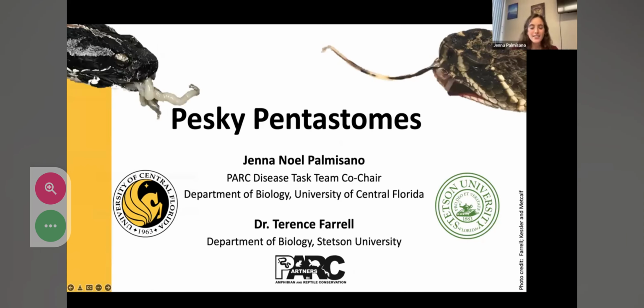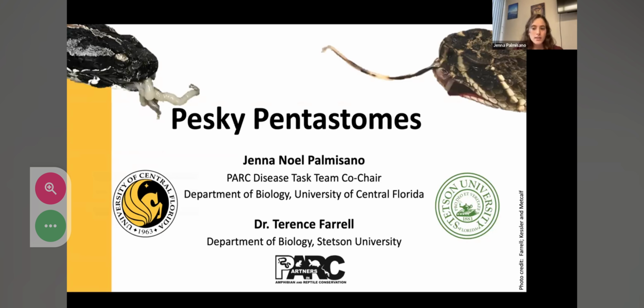So like Carrie said, today we're going to be talking about snake pentastomes in North America with a particular focus on the invasive species that is causing problems in our native snake populations. This species is pictured here being pulled out of two rattlesnake species. On the top left, we have our pygmy rattlesnakes that we've been talking about, and on the top right, we have an eastern diamondback rattlesnake.